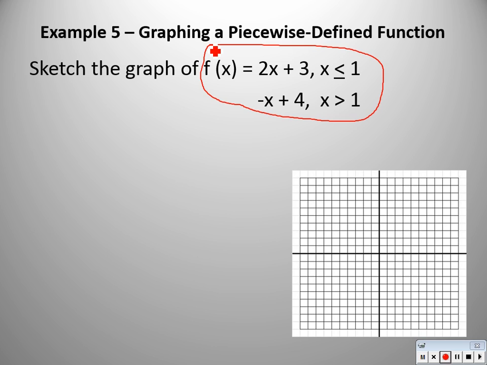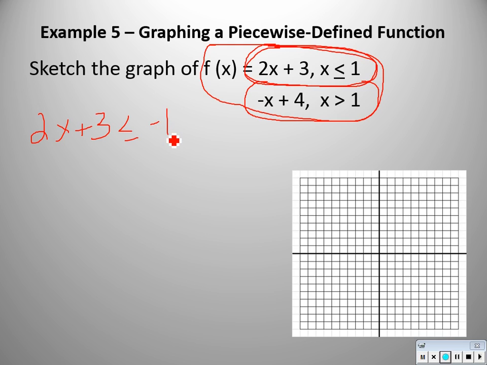So what I'm basically going to get when I graph this is two different pieces to this graph. I'm going to get one that comes from this piece here, and another part of the graph that's going to come from this piece here. And for each one of these I'm going to make an XY table. So I'm going to start with just this first piece, 2x plus 3, less than or equal to negative 1.